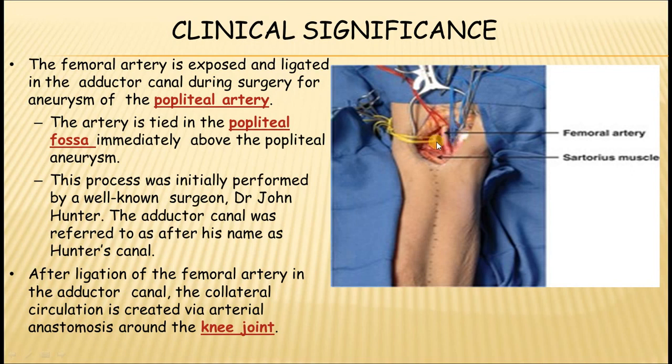So after ligating the femoral artery, naturally the genicular branches and anastomosis around the knee joint take over. The blood supply to the area below this ligation is taken care of by the collaterals around the knee joint. So that is the applied anatomy.